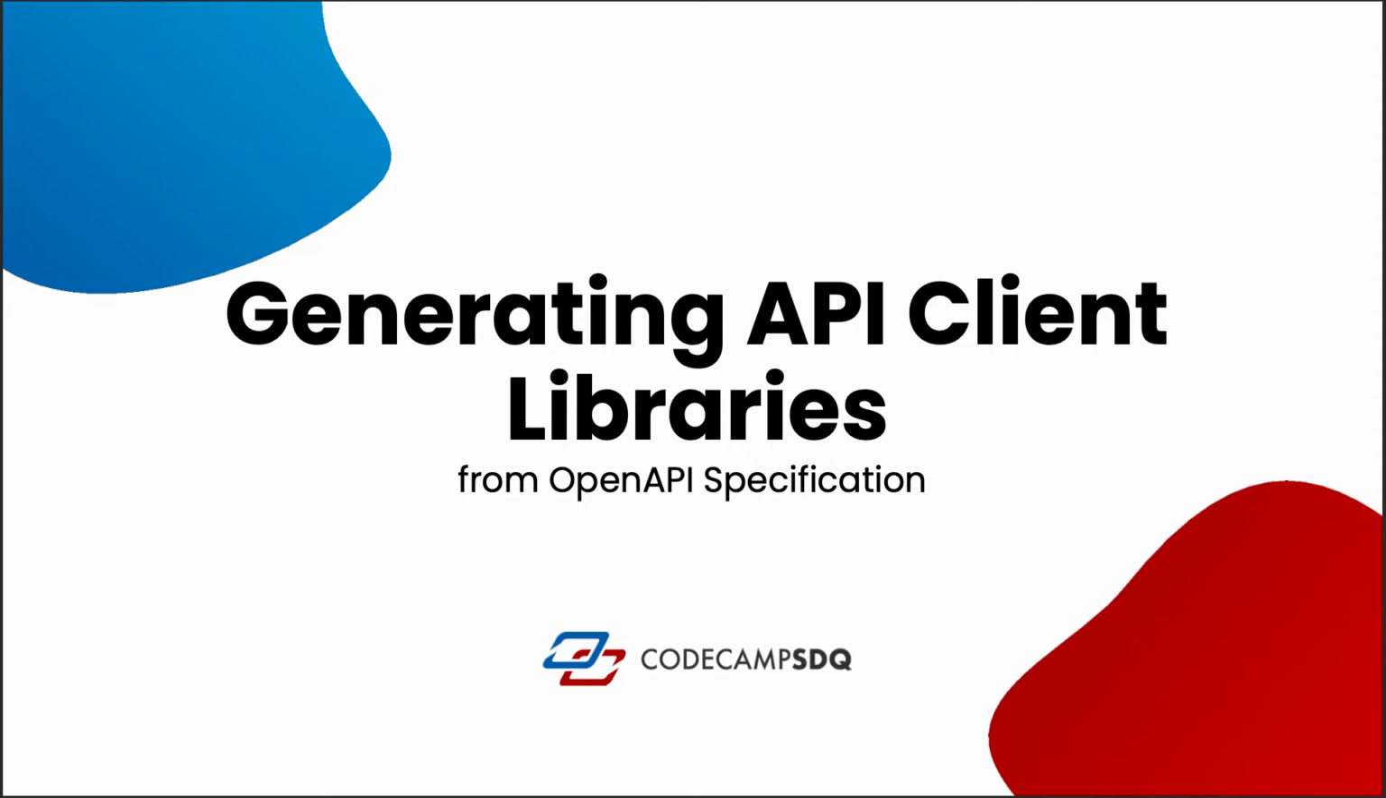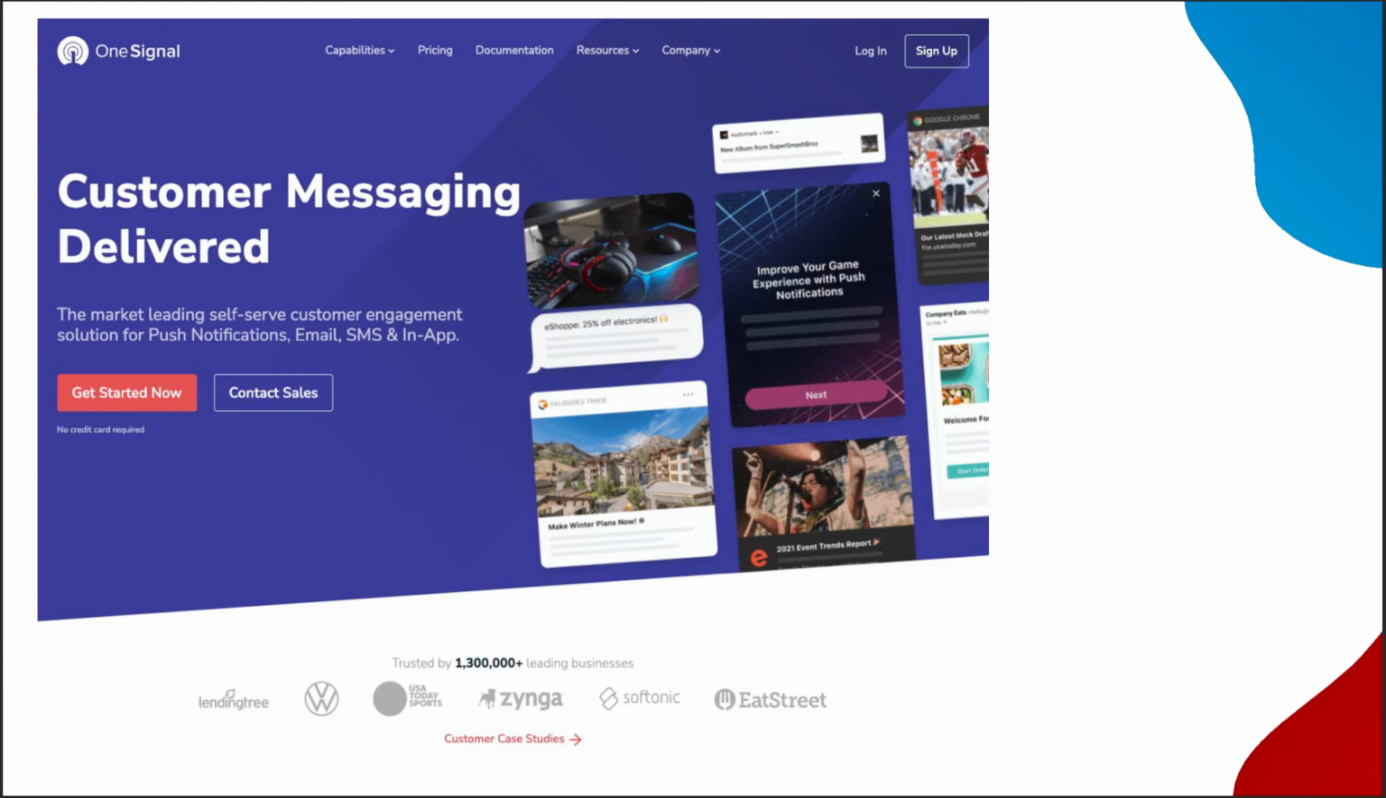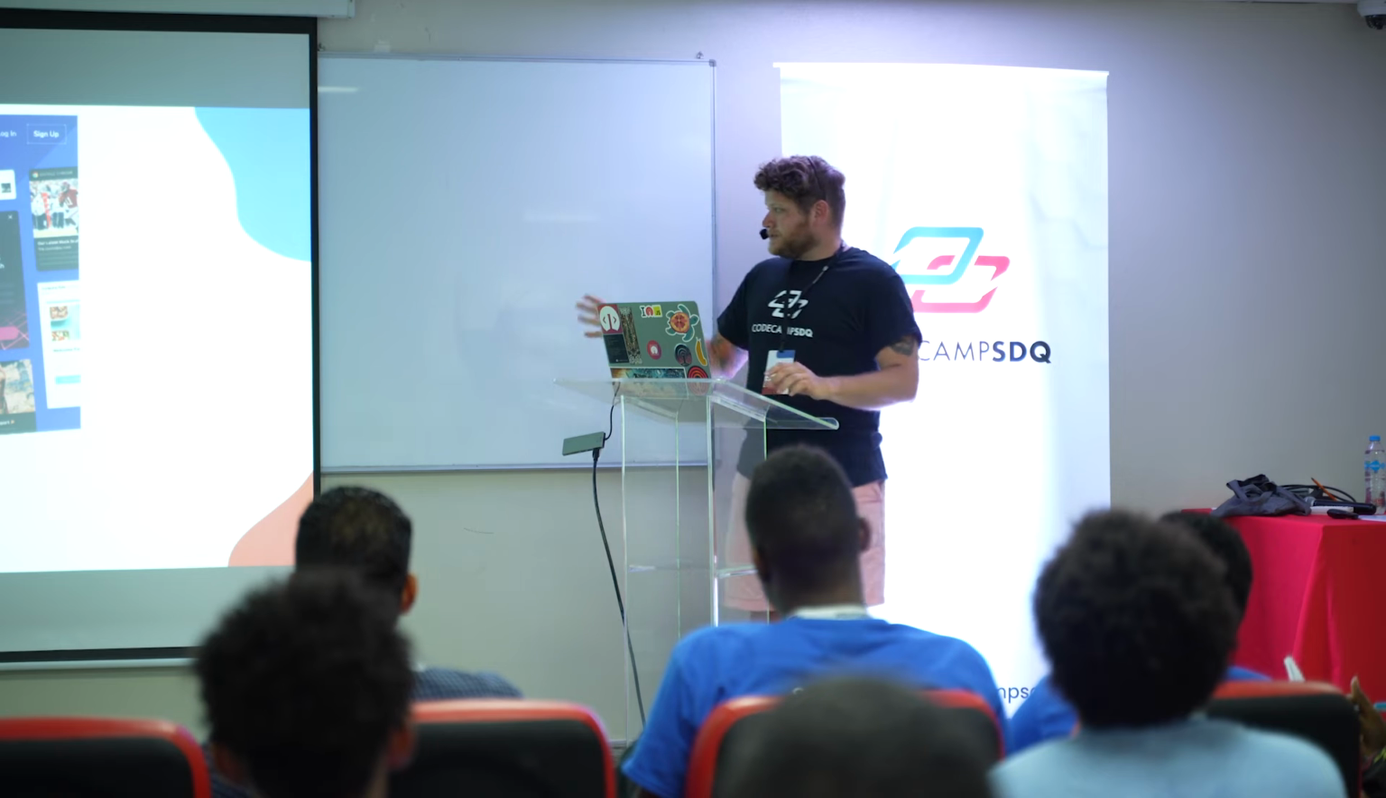And the core of what we're talking about is generating API client libraries from an OpenAPI specification. And I work for OneSignal, and let me tell you a little bit about why we needed to do this, because I think that's really important.